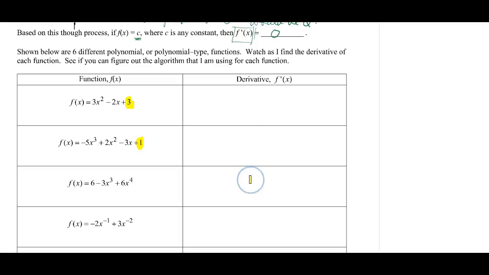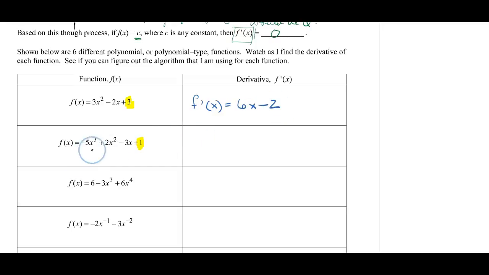What we're going to do here is I'm going to write in the derivative of each function. Then you're going to look at those and try to determine what pattern I am using. What is the algorithm that we're using in order to find the derivative? What is the shortcut? You really want this shortcut. It's worth it. So here are my derivatives. My first function is 3x squared minus 2x plus 3. The derivative of that function is 6x minus 2.